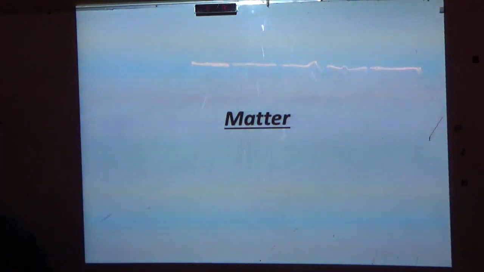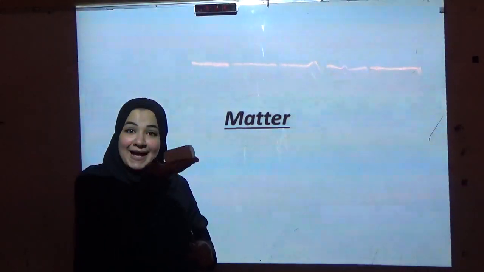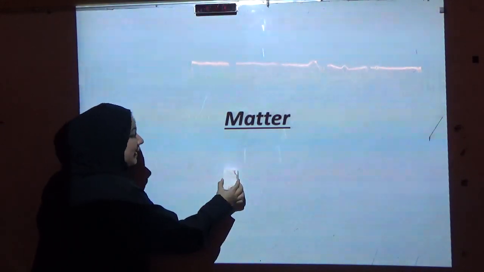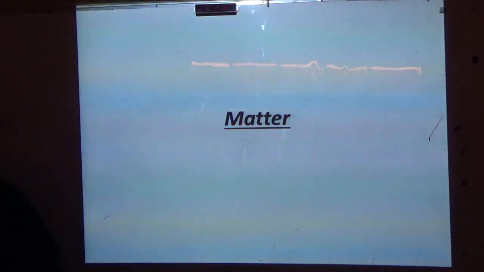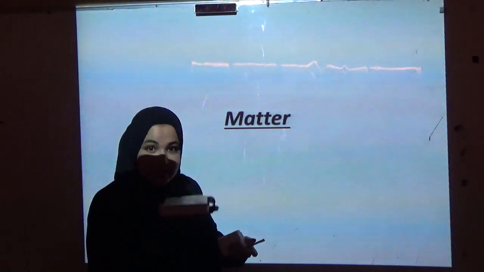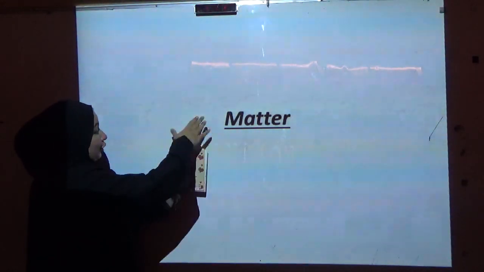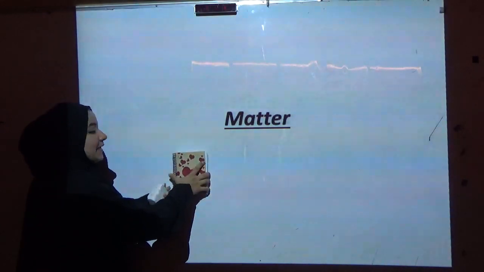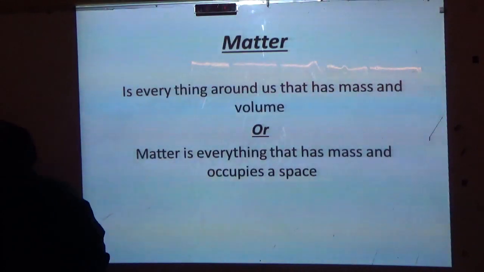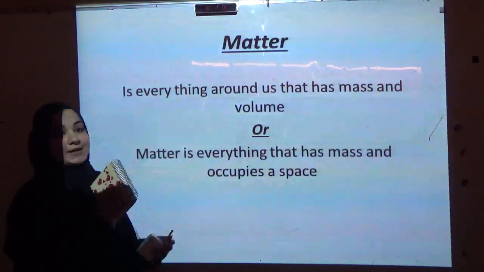Now, if we take another example, I have this box. This box also has a mass. And if I put it here in this space, this box will occupy this space. If I take another example, this book also has a mass. And if I put it here in front of the table, in front of the board, it occupies a space. So, what is matter? Matter is everything around us that has mass and occupies a certain space.